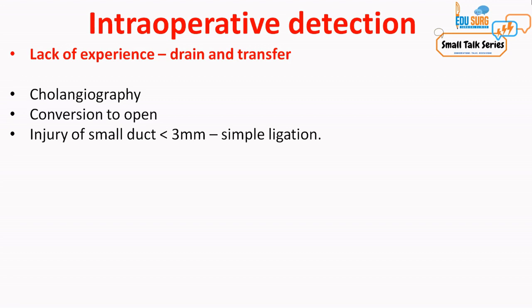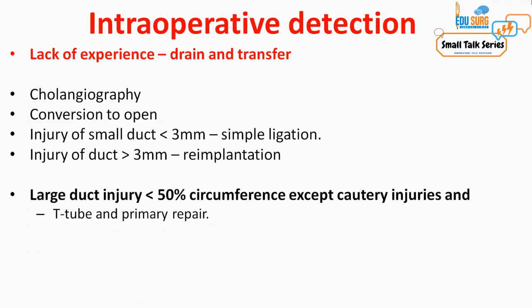Injury of a small duct less than 3 millimeters can be managed by simple ligation of the duct, which can be done laparoscopically or by open technique. If the duct is more than 3 mm, you may need reimplantation of the duct, because that duct cannot be compromised and it can lead to hepatic atrophy.